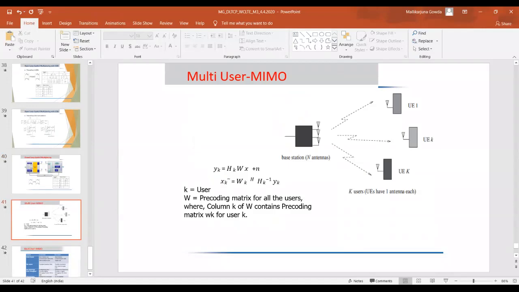Okay, then multi-user MIMO. So multi-user MIMO is what, multiple antennas at the base station. So it will be supporting the multiple users, right? So K users. Each user having one antenna each. So these are user equipment 1, user equipment 2, and so on up to user equipment k, right? So this is the expression, mathematical expression, yk is equal to hk wx plus n. So k is the number of users, w is a pre-coding matrix for all the users.